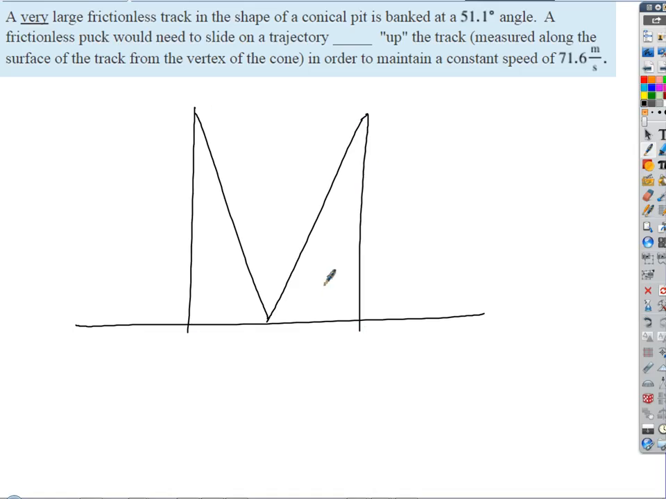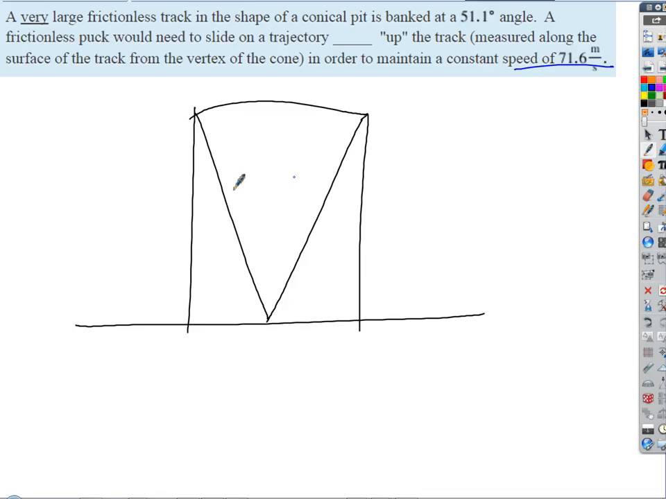So this is the pit, right? That's the track. I've just cut right down the middle of the track, right? And we want to know how far up the track, measured along the surface of the track, I am going to have to go up so that a puck traveling at this speed is going to stay at the same height around the track, right?